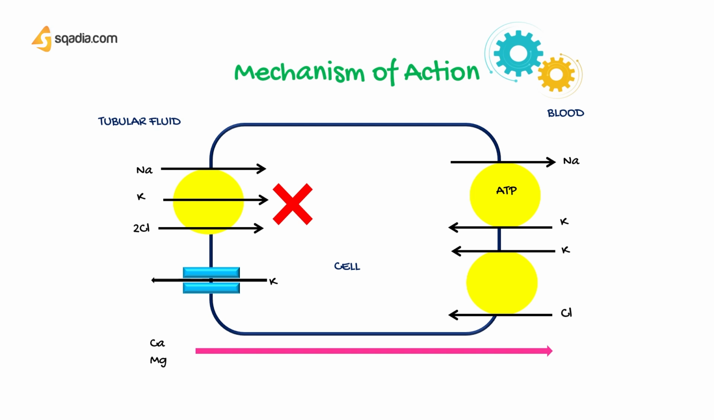Now what is the target of loop diuretics? It is this sodium potassium 2-chloride co-transporter on the luminal membrane. So this was the whole mechanism of action. So after seeing the mechanism of action, now we will see what will be the effects on the ion concentration as well as urine volume.